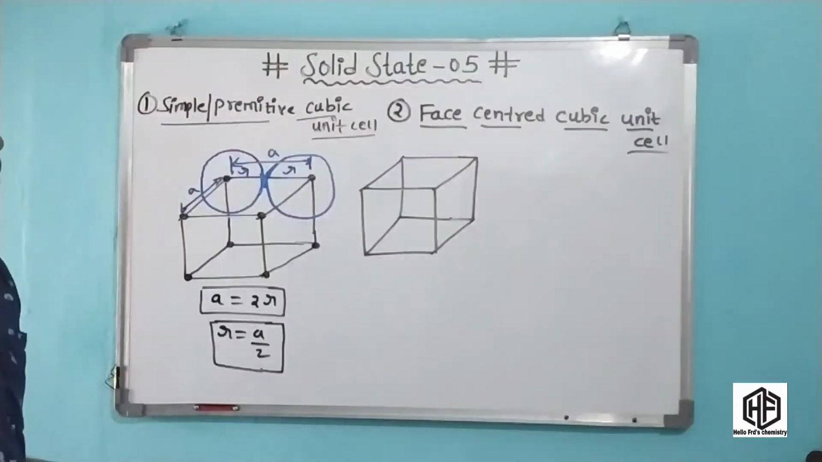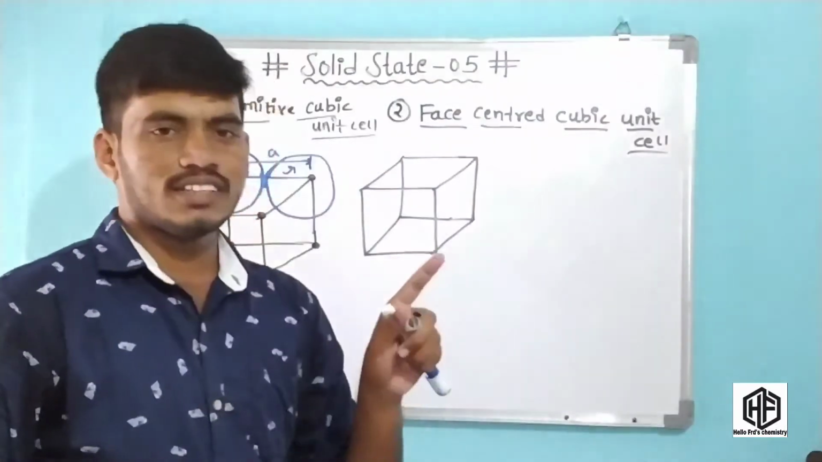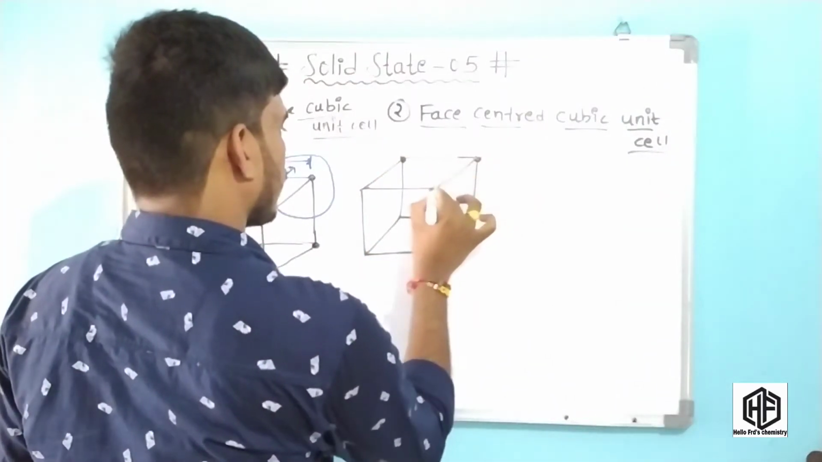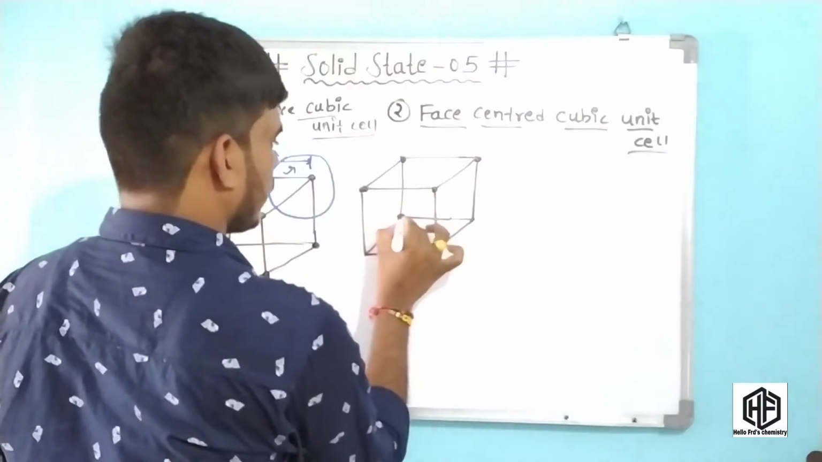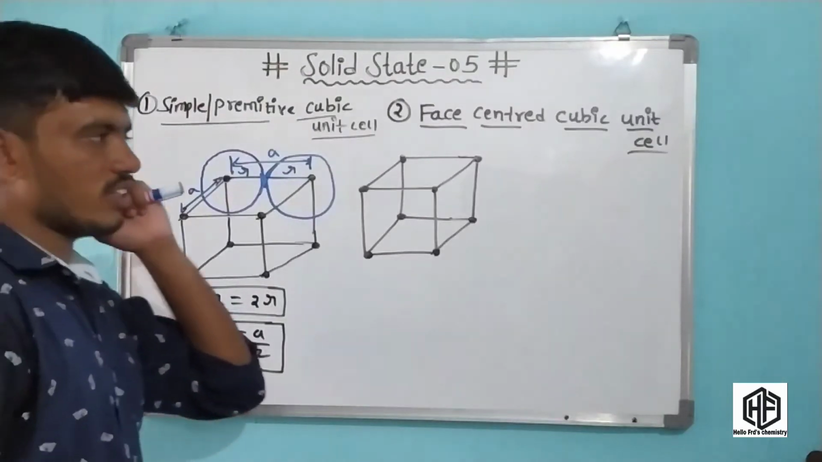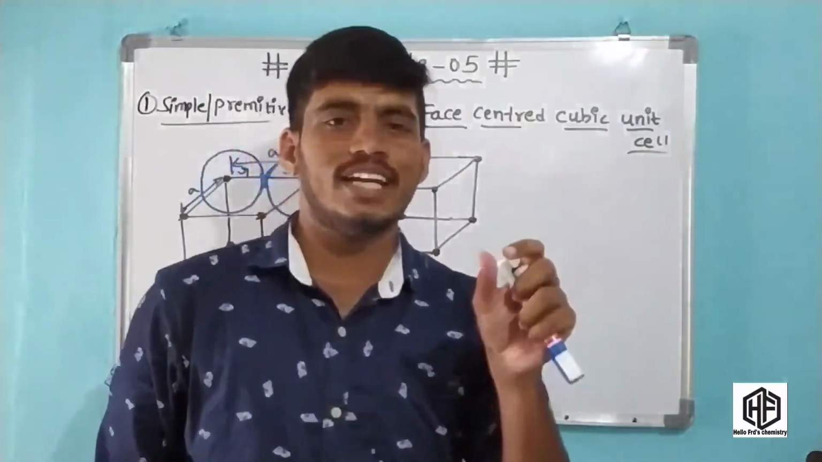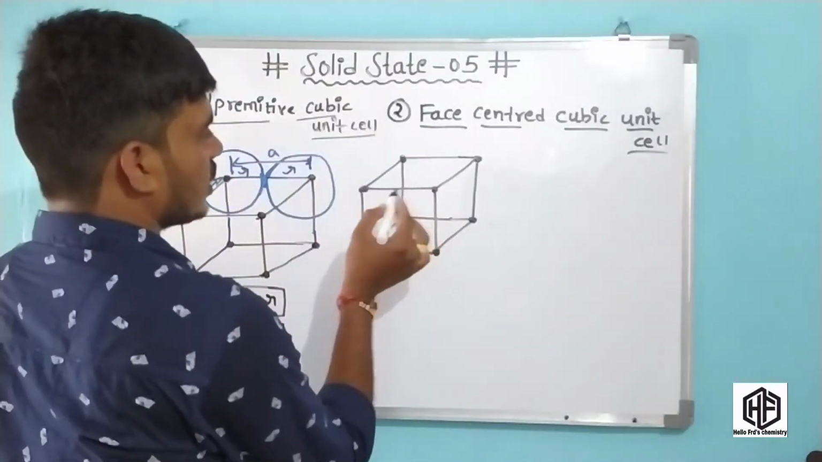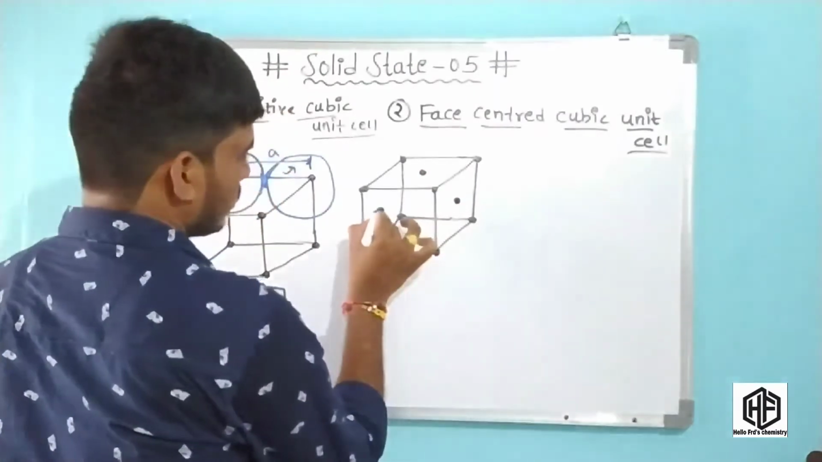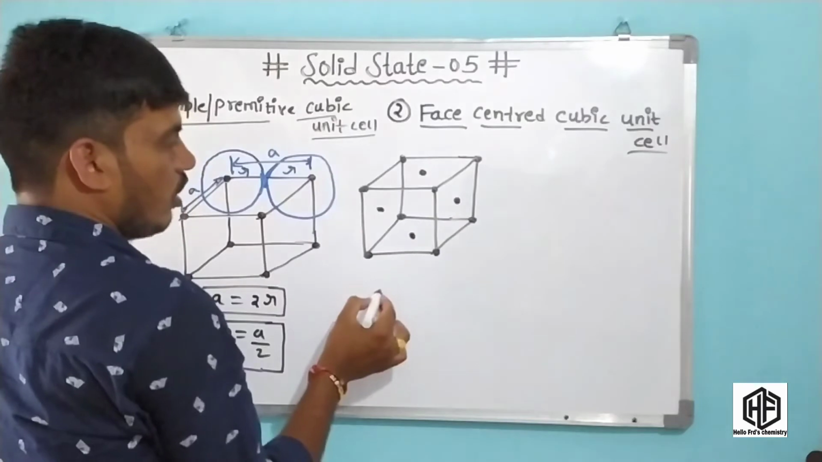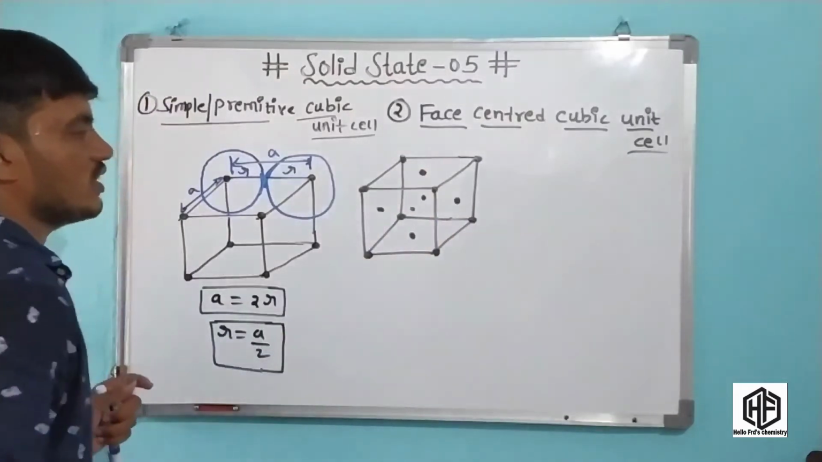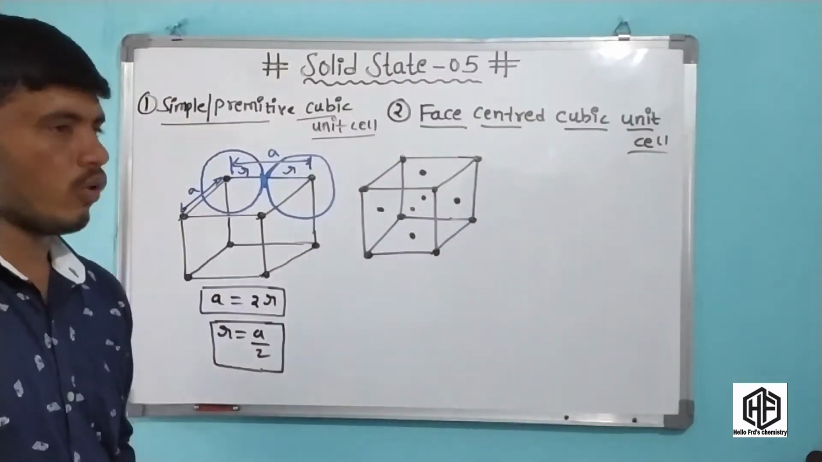Friends, in a face-centered cubic unit cell, atoms are present at the corners and at the faces. Atoms are present at 8 corners, so 8 atoms are arranged like this. Atoms are also arranged at the faces. In a cubic unit cell, 6 faces are present: the top face, the side faces, the bottom face, the front face, and the back face.